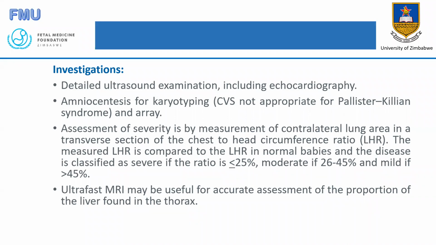Then assessment of severity is the measurement of the contralateral lung area in transverse section of the chest. Then we divide that lung area by head circumference in what's called the lung-head ratio. The measured lung-head ratio is compared to the lung-head ratio in normal babies. The disease is classified as severe if the ratio is less than 25%, moderate if between 26 to 45%, and mild if greater than 45%. I'm hoping we have some images in our file where we'll be able to show how this is done.